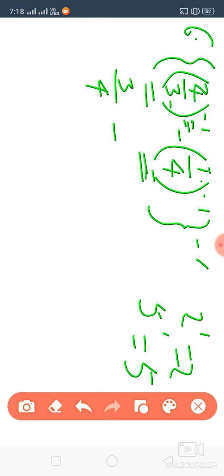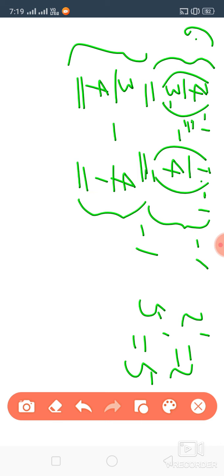Minus (1/4)^-1 means what? The exponent is minus here. So we have to take its reciprocal. So it will become (4/1)^1, so it will remain 4 by 1 only. And now its whole power is minus 1. Okay. So first of all we'll solve this bracket part. Then overall its exponent is minus 1. We'll see that part overall.